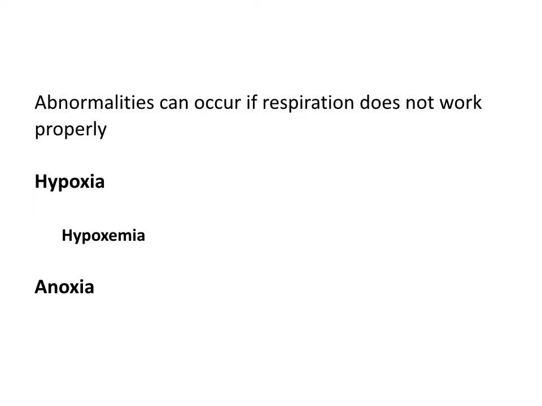Now, anoxia, remember an A at the beginning of any biological term means it's absent. In anoxia, you have no oxygen within that tissue. And this particular situation will start to kill your cells quickly. Without oxygen, you can't produce the ATP you need to survive.